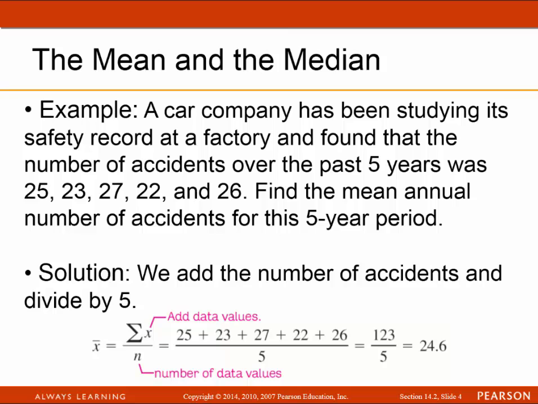So the summation of x's is going to be 25 plus 23 plus 27 plus 22 plus 26. We add all the values, and that's 123. Divide that by 5, and we get 24.6. So that means that on average there were 24.6 accidents in any given year during this 5-year period.